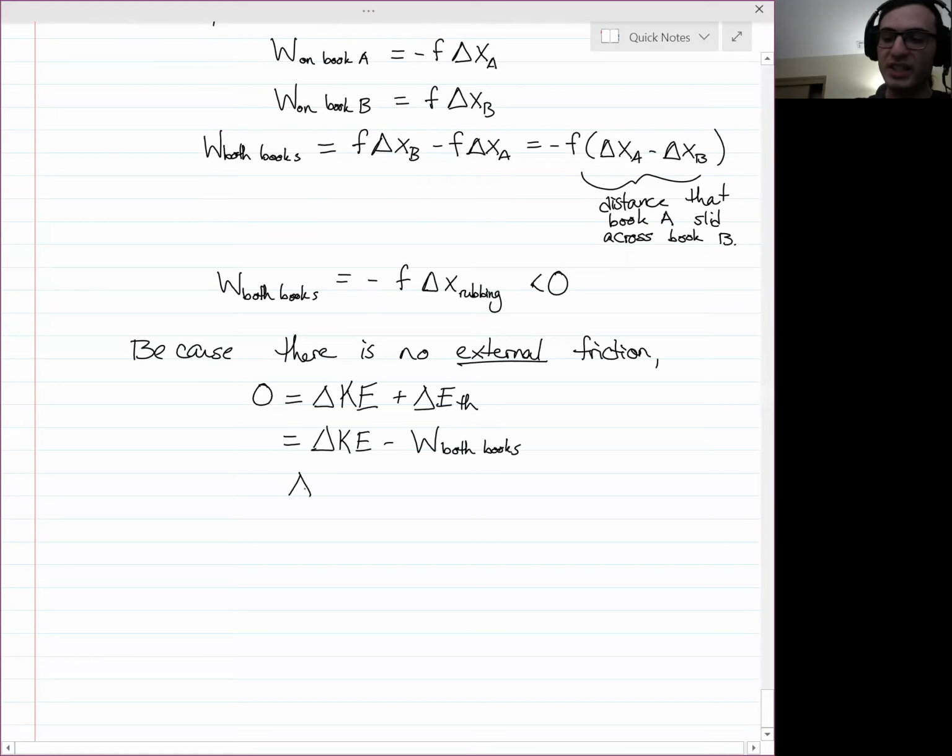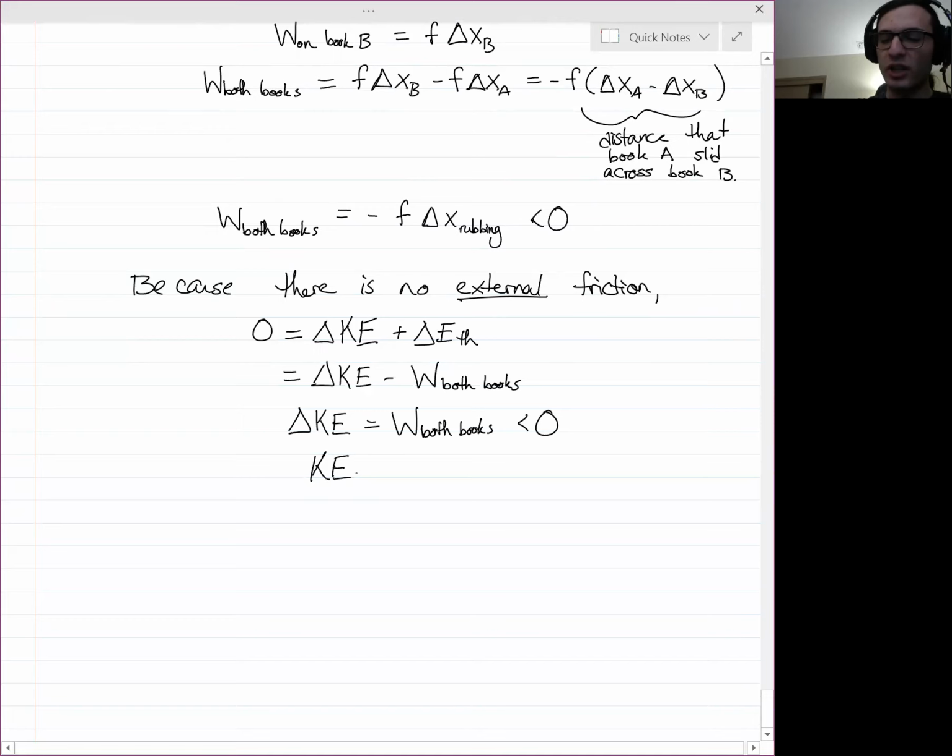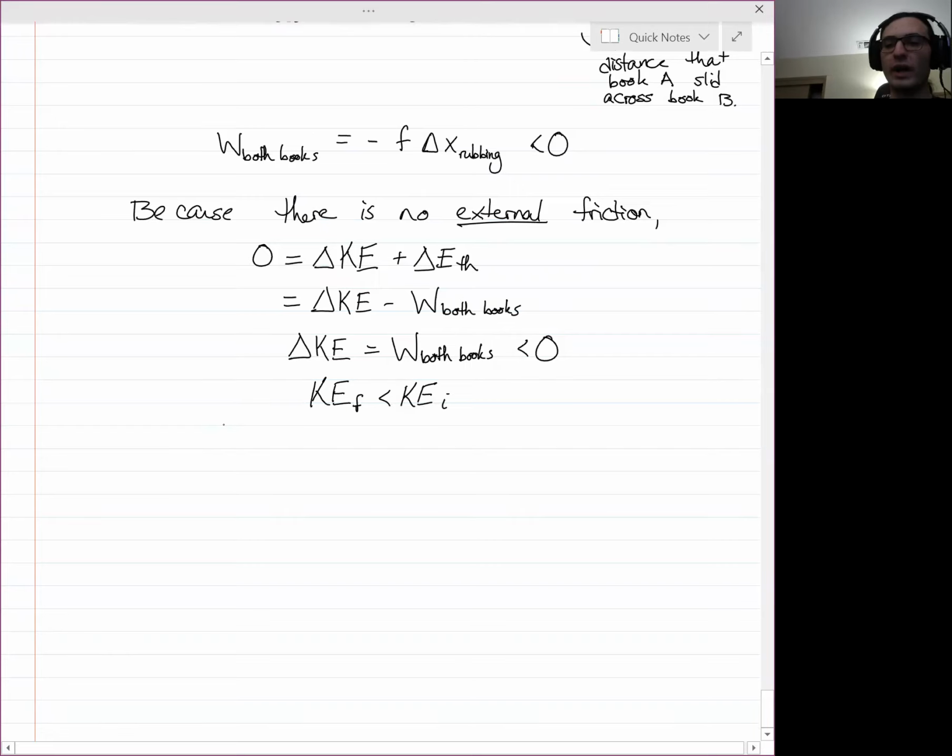So what does that say? It says that the change in kinetic energy of the system is equal to the work done on both books. And we know that that's negative. So that tells us that the final kinetic energy is less than the initial kinetic energy of the whole system. You might ask, where did that energy go? We've talked a lot about energy conservation, and you've even heard as lay people that energy is neither created nor destroyed. Well, of course it's not. Where it went is that it increased the temperature of the books.